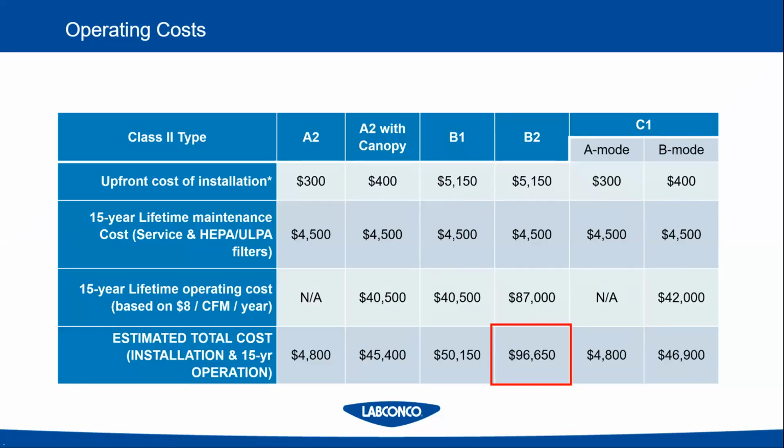A type B2 connected to the building's exhaust over the 15-year lifespan costs almost $100,000 to run, and most of that is energy cost. A type A2 with a canopy is about half the cost, $45,000, and a type C1 with a canopy, very similar to a type A2, is still around $46,000 to $47,000. But in this case, with a type C1 in B mode, you can use any volume of volatile chemicals. So you get the same chemical ventilation as a type B2 with the energy usage of a type A2. So this means a type C1 really is a flexible, versatile biosafety cabinet for many situations.